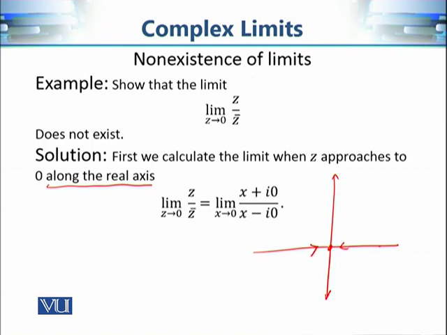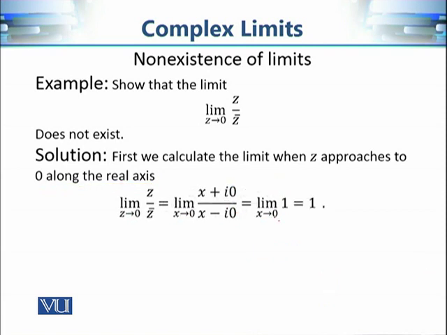So when we approach the origin along the real axis, then the y part is 0, so y is equal to 0. And what does it mean that z is approaching 0 in this case? This just means that x is approaching 0, because there is only one variable on the real axis, which is x. So z approaching 0 becomes x approaching 0. In this case we can easily see that we can cancel out x, and the answer is 1. So the limit as x approaches 0 of 1 is 1.